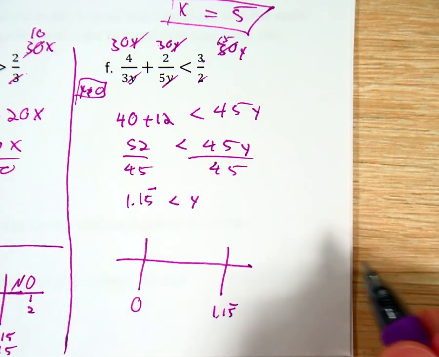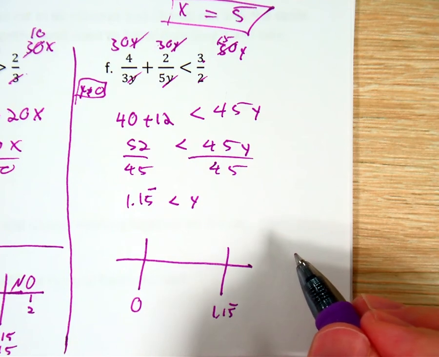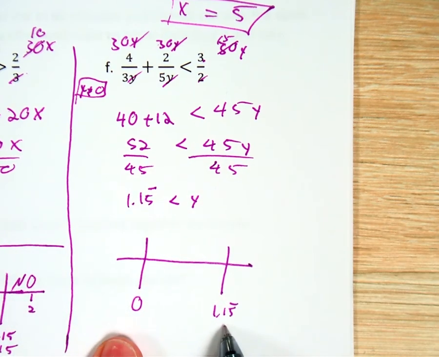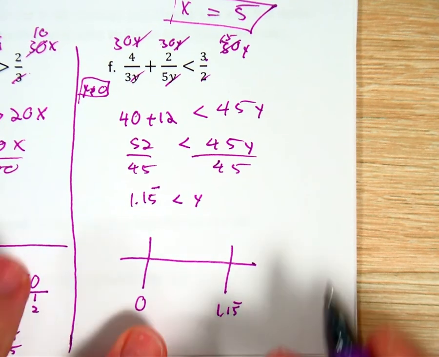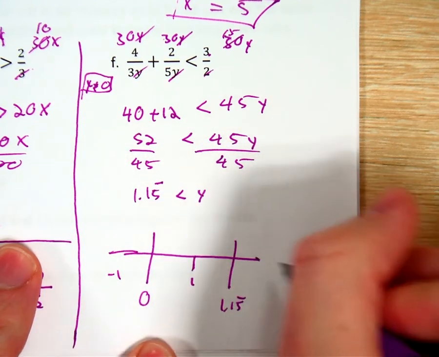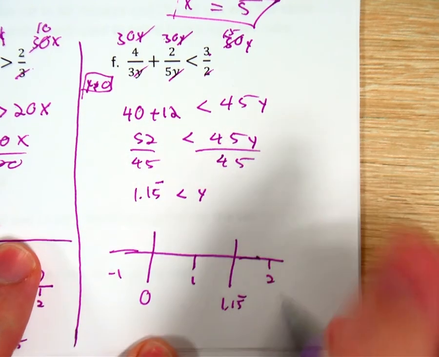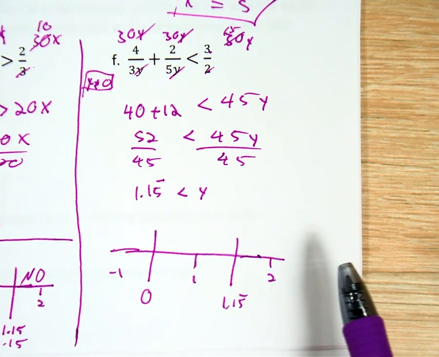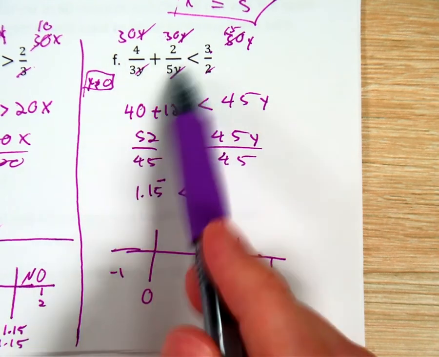Very close to 1.15 there. So basically the same numbers. And now we can use the same test points. We need a number that's between 0 and 1.15. 1. We can test out negative 1. We can test out 2. Alright. So now we got to see if it makes it true.